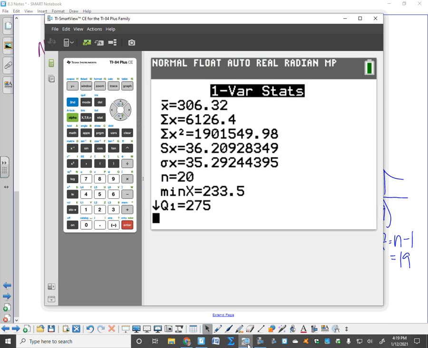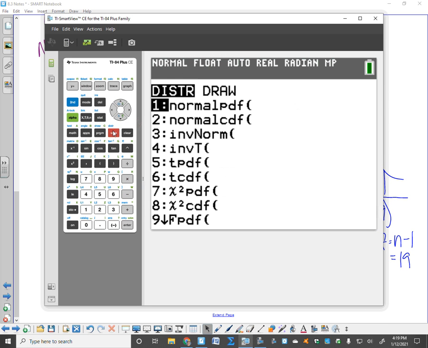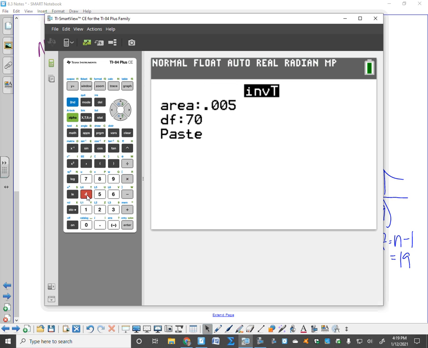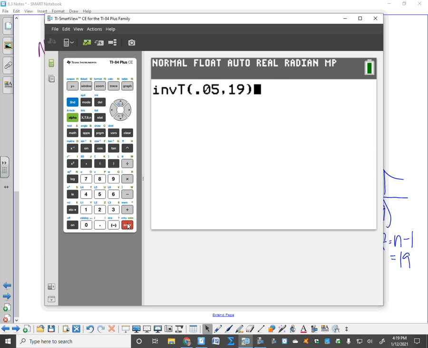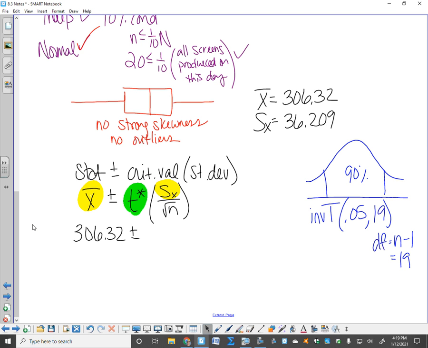I'm going to go distribution and down to number 4. And what are we? 0.05 and a 19. 1.729. T star equals plus or minus 1.729. Very important to have the t star. Very important to have the plus or minus. Like points taken off important. Okay.